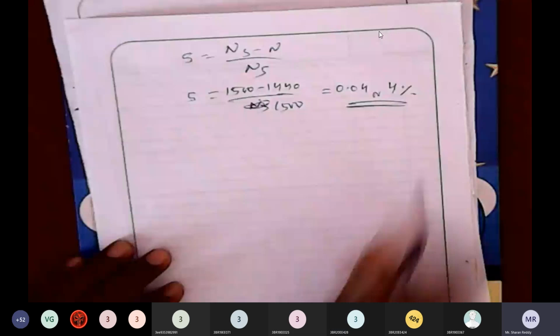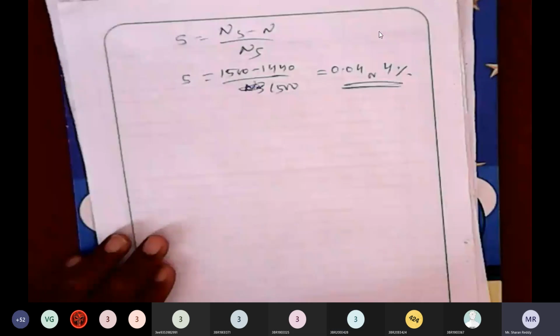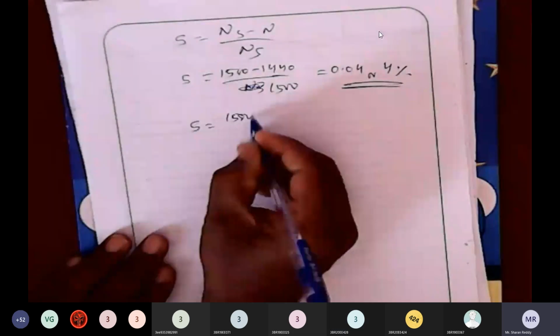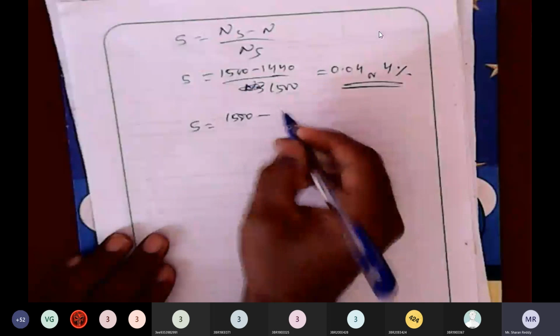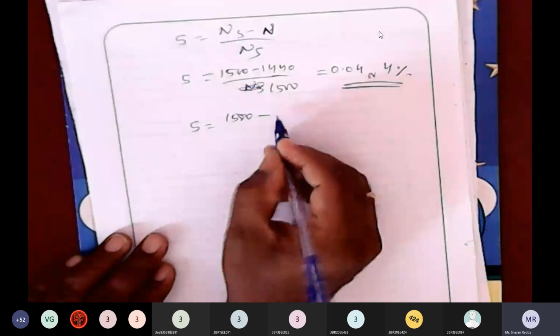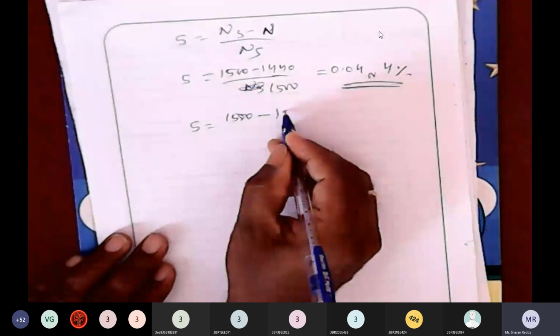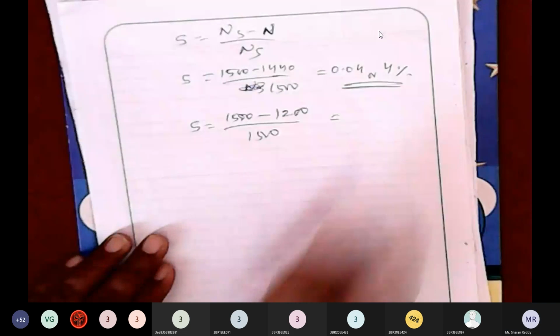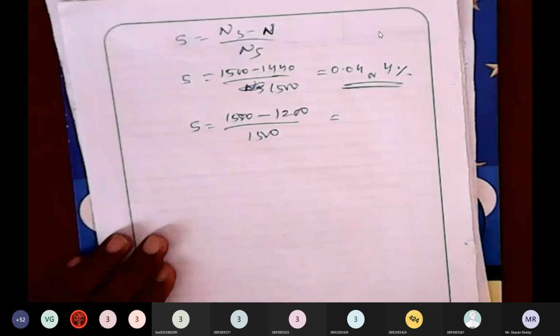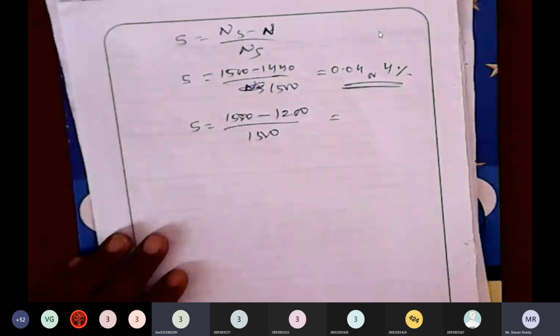Now, I'm still increasing the load. When I increase the load, what happens to the speed? Let us say the speed comes to 1200 divided by 1500. Now calculate the slip. When you put more load, the speed will decrease. The rotor speed will decrease.